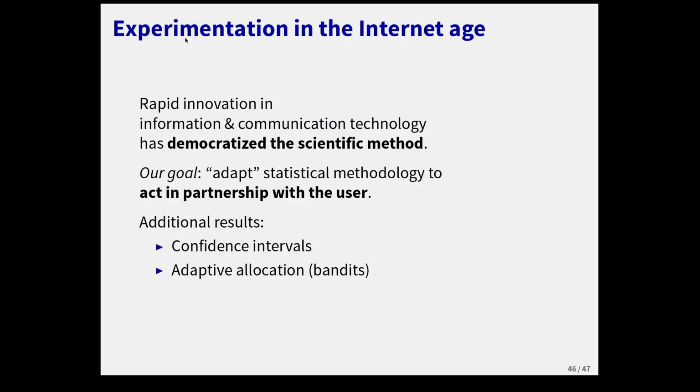That'll apply even for many of these bandit algorithms where people are intervening in successive application of the bandit. And so what I would love to be able to do is more work of this sort where you're adapting statistical methodology to act in partnership with the user. As I mentioned, there are additional results. All of this stuff goes through with confidence intervals. There's an exact duality between p-values and confidence intervals. And then we have some initial results on applying these always valid p-values to get p-values and confidence intervals for multi-arm bandits. So I'm happy to talk about that offline if you'd like.